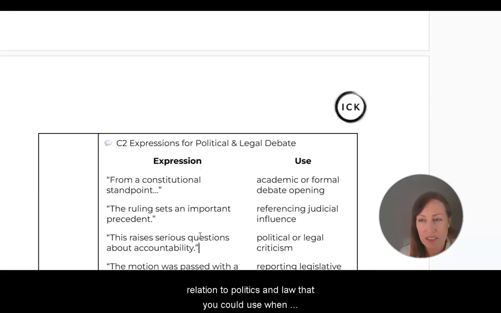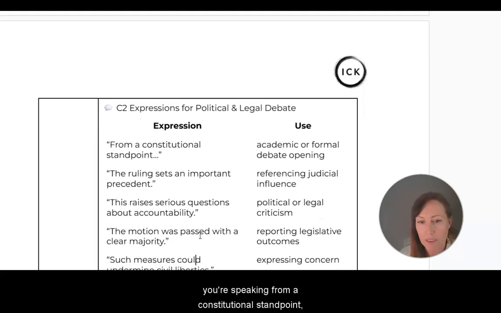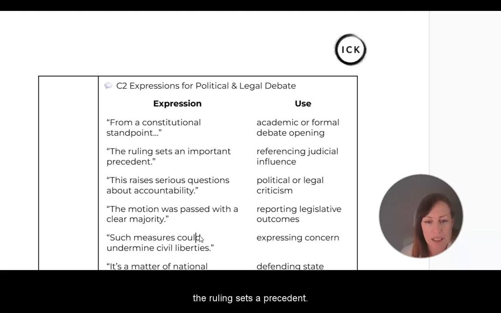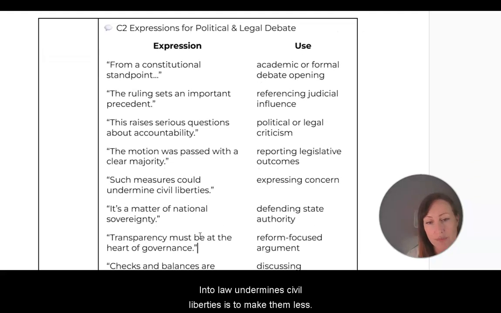Some more expressions in relation to politics and law that you could use when you're speaking. From a constitutional standpoint, from a political standpoint, from a point of view. The ruling sets a precedent. It raises serious questions about accountability. The motion was passed with a clear majority into law.